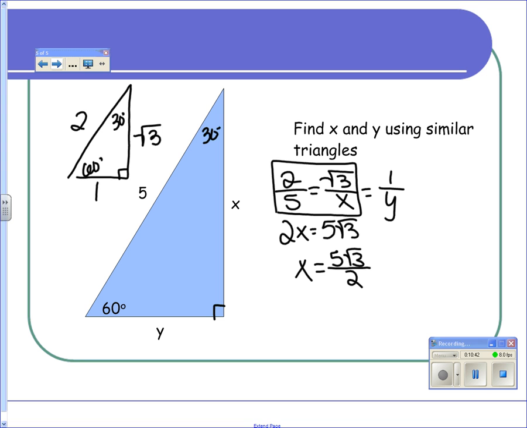How are we going to solve for y? Use 2 over 5 and 1 over y. So when you multiply, 2y equals 5. So what does y have to equal? If you give me this as a decimal, that'll be okay. 2.5, that's fine. Does that make sense? Yep. Any questions on 30, 60, 90 triangles?